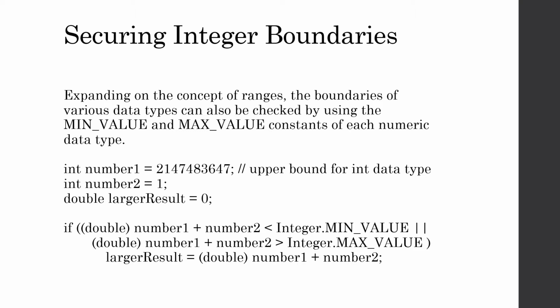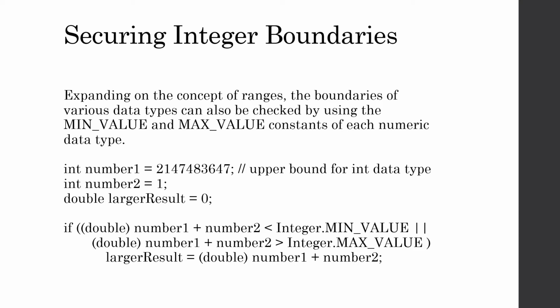To check for this and make sure that everything is being handled correctly, we're going to be using this conditional code right here, where we're going to say if the sum of these two numbers is less than the minimum value, or if that sum is greater than the maximum value, meaning that in either one of those cases it's outside the bounds of an integer, then we want to go ahead and treat them as doubles, add them together, and then assign them to this largerResult double.